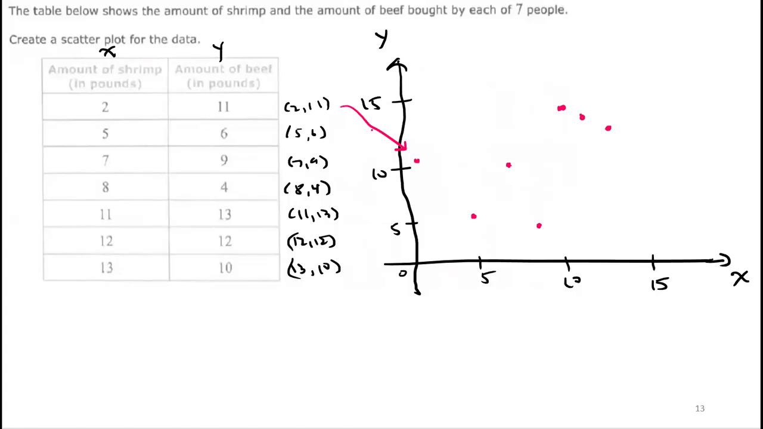Okay, so I just plotted the rest of these. So again, the first one is 211. The second one is going to be 5, 6. Third one is 7, 9, so on and so forth. Now, one thing we do need to make sure is we label this correctly. So the x-axis is representing the shrimp, and then the y-axis is representing the beef. So don't forget that.